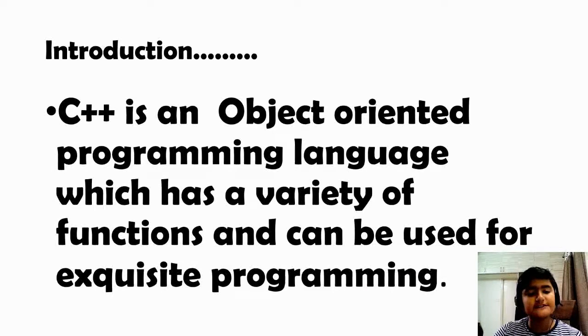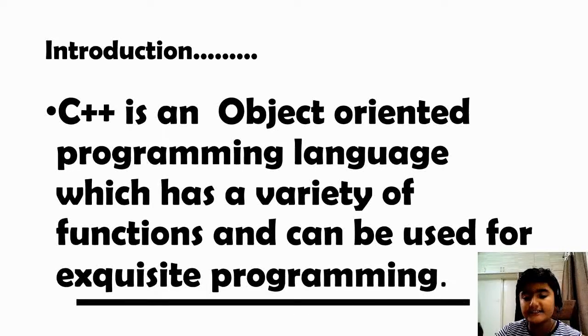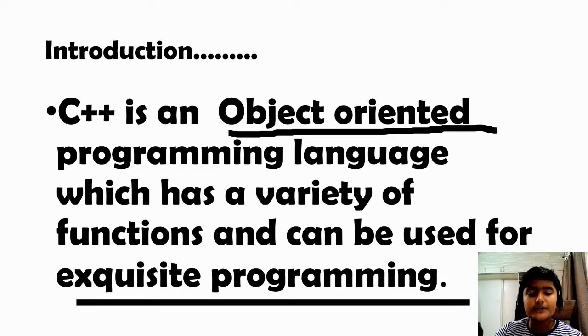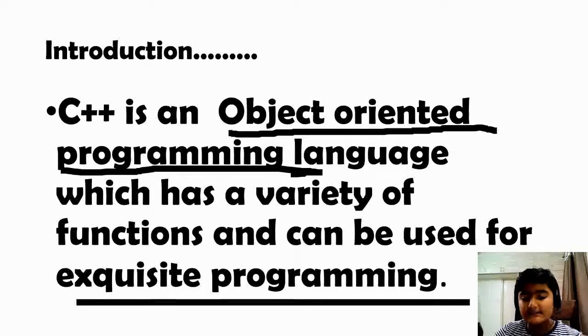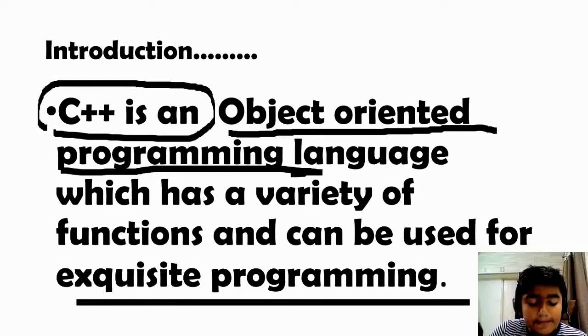So, C++ is an object-oriented programming language which has a variety of functions and can be used for exquisite programming. It is object-oriented, guys. This is the positive point of C++, that it offers you object-oriented programming, which means you can add objects, coordinates, and etc. to your program. C++ offers a variety of functions, which means it can be used for exquisite and vivid programming, guys.